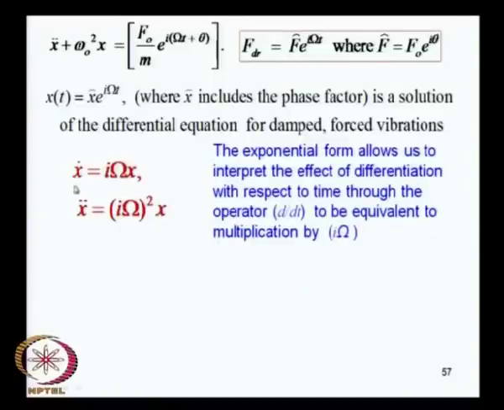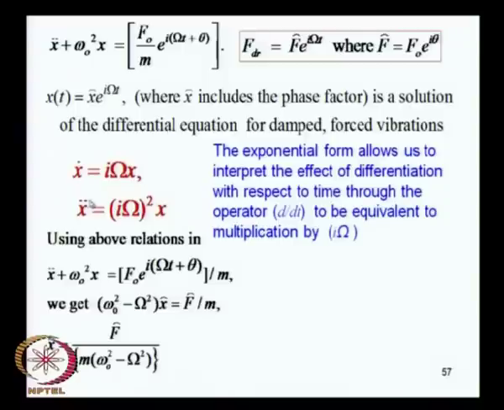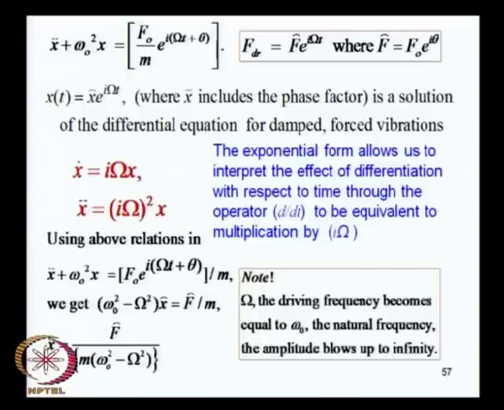So here you go, d by dt of x, which is x dot, is i omega times x. When you do it twice, it will be multiplication by i omega twice. So that gives you i omega squared x, and now this differential equation translates to an algebraic form, and then you can get for its solution a form in which you have a complex amplitude in which the phase theta is included.